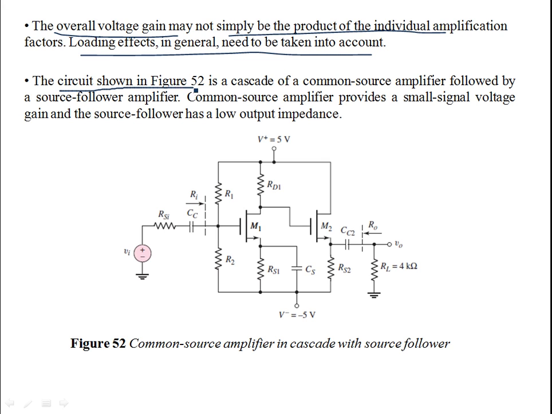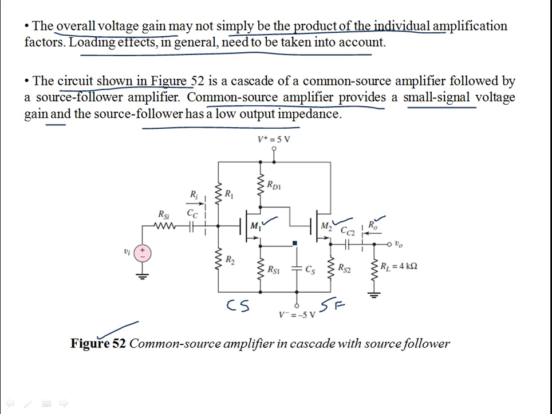So the circuit in figure 52 over here, you can see that you have a common source stage. The first stage is common source with MOSFET M1. Then the other MOSFET M2 is a source follower. So the common source amplifier in the first stage provides a small signal voltage gain, and the source follower has a lower output resistance. So this is a source follower circuit. So let's try to analyze this circuit.